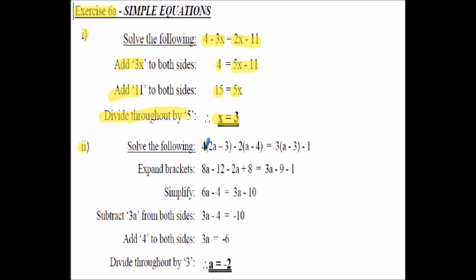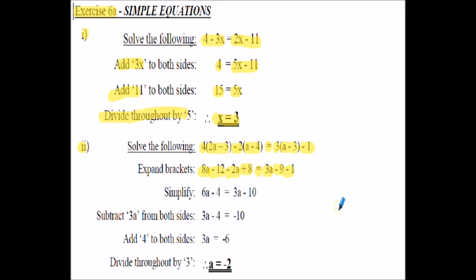Part 2, we're asked to solve the equation 4, open bracket, 2a minus 3, close the bracket, take away 2, open bracket, a minus 4, close the bracket, which is equal to 3, open bracket, a minus 3, close the bracket, take away 1. So the first thing I'm going to do is expand the brackets. So 4 times 2a is 8a, and 4 times minus 3 is minus 12. Minus 2 times a is minus 2a, and minus 2 times minus 4 is plus 8. On the right hand side, that gives me 3 times a, 3a, and then 3 times the minus 3 is minus 9, take away the 1.